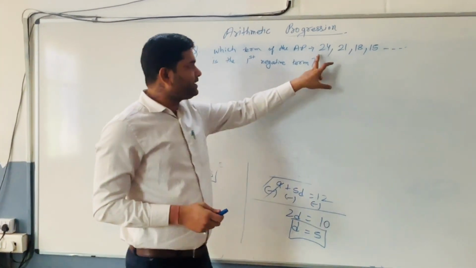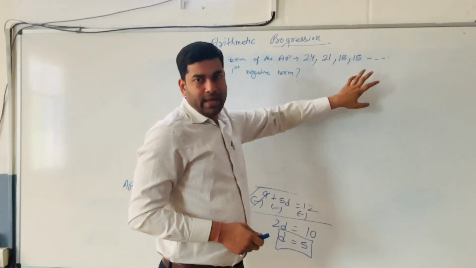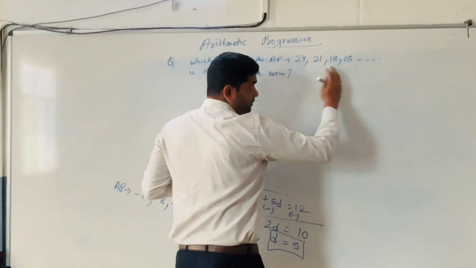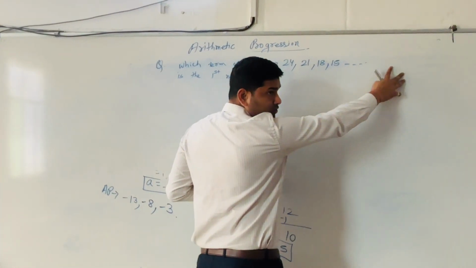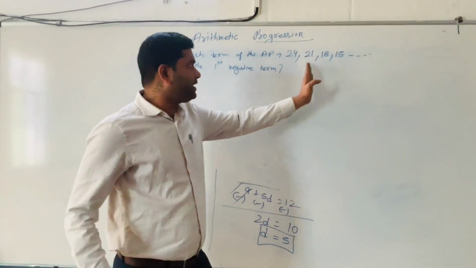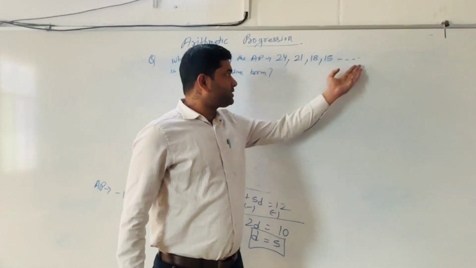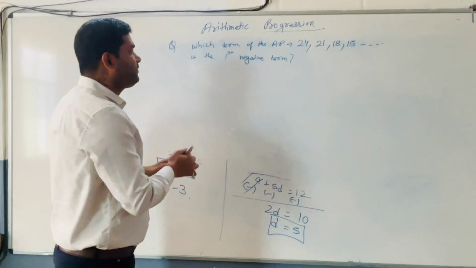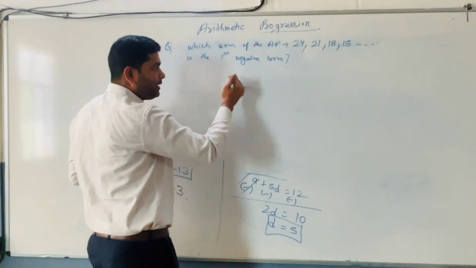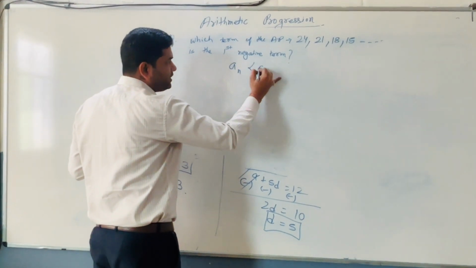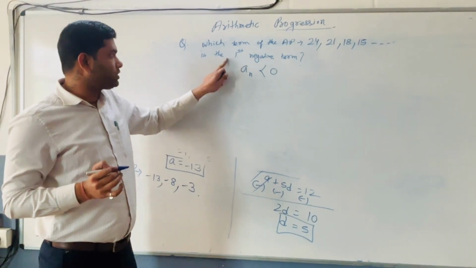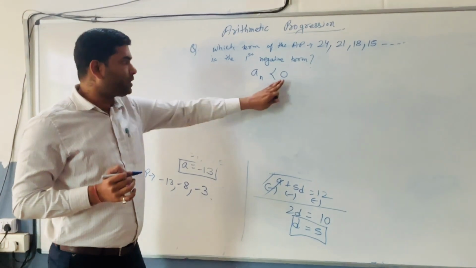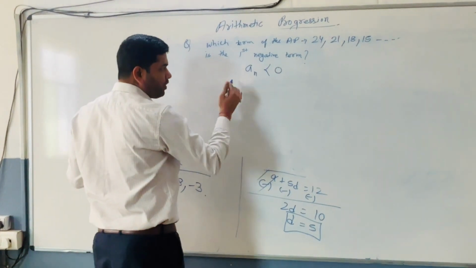That means you can see the AP is in descending order. Yes or no? So any of the terms will come negative also. As we go on through the terms, the numbers will start becoming negative. So we have to find the first negative term, and again we have to use the same formula. That means we need an less than 0, because the question is talking about the first negative term. That means the value of the term must be negative, less than 0.